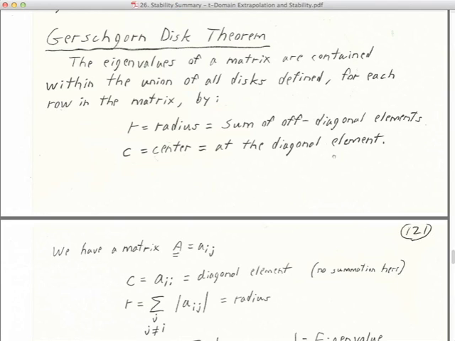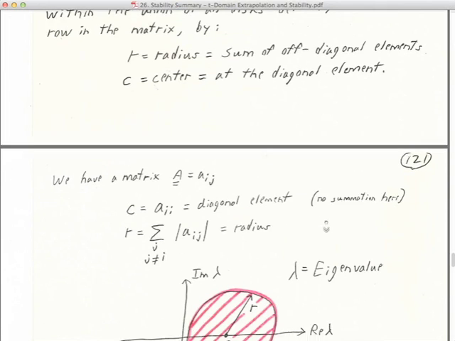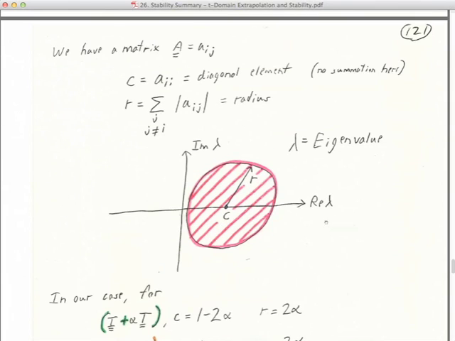And since it's a tri-diagonal matrix, it's easy now for us. We already know what the off-diagonal elements are going to be. We already know what the center is going to be. So we can evaluate this. Here's defining it in terms of indices and equations.